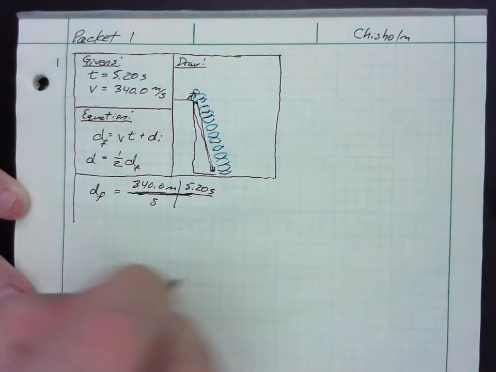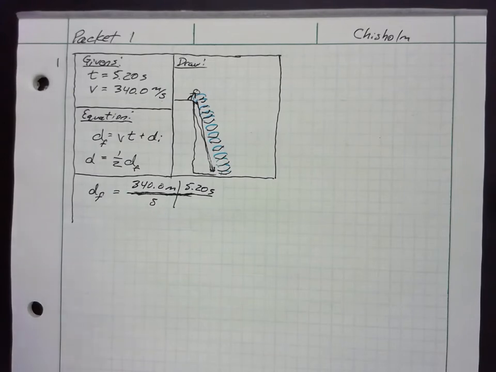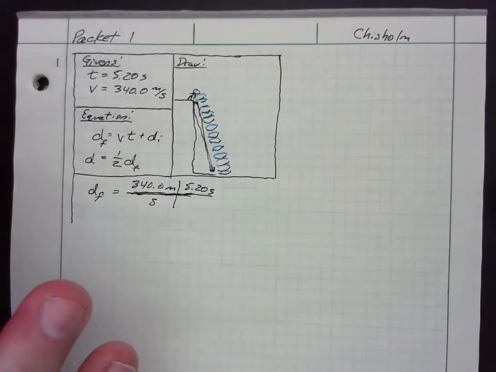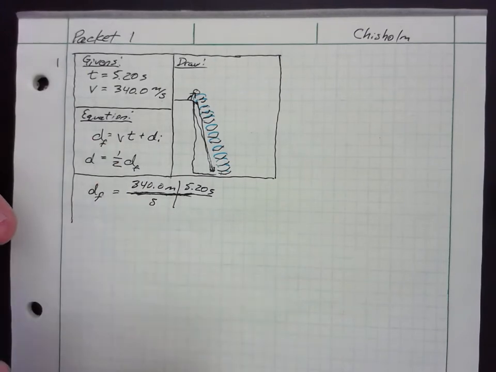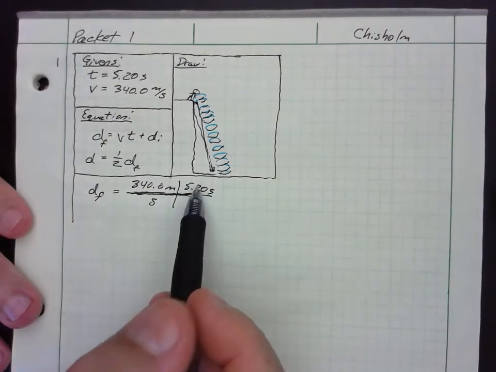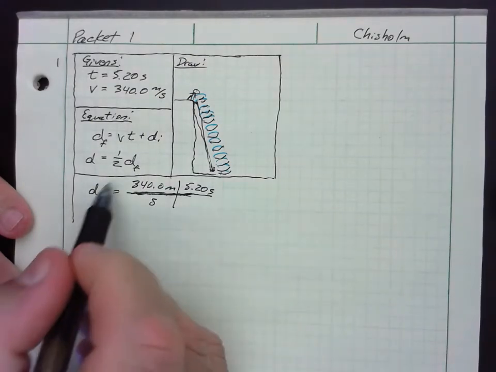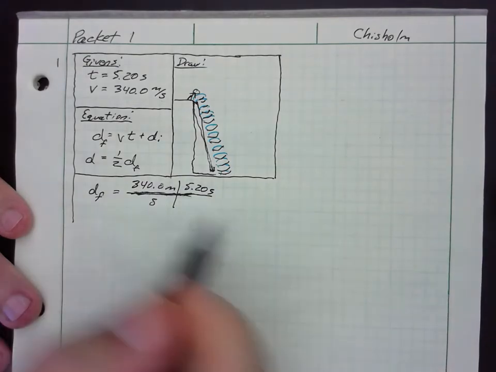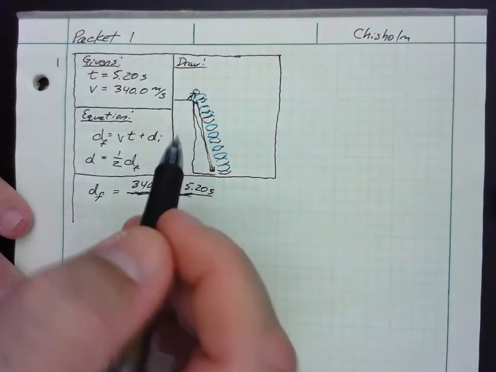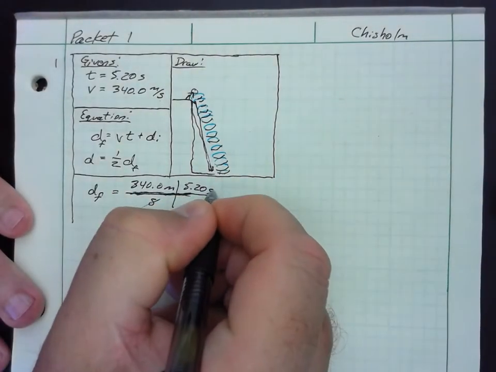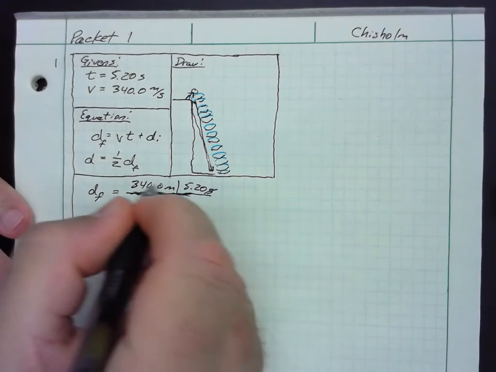5.20 seconds. Now, could I use 2.6 seconds? Yes, you could, but you show your work. Just don't all of a sudden put out magic numbers, okay? You have to show where you got your numbers from. So if I use 2.6, I should have done this with time first, and shown my work there. But this is going to show us our total distance that it traveled up and back. Okay, so seconds cancels with seconds, so I'm going to be left with meters.